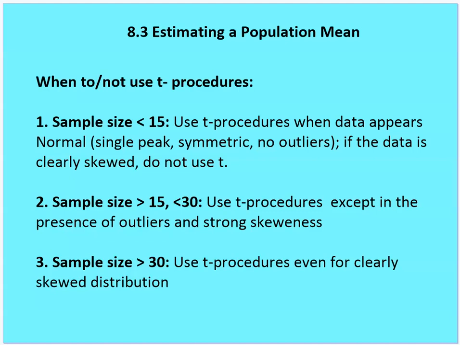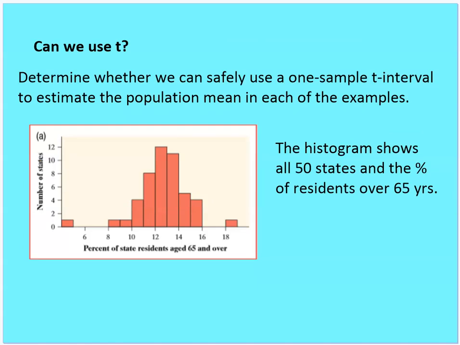symmetric. If it's between 15 and 30, then it's fine if it's symmetric, but if there are several outliers and it's strongly skewed, or if it's less symmetric, then we need to be careful about using t-procedures. And finally, when it's greater than 30, we can use t-procedures even if the distribution is skewed.